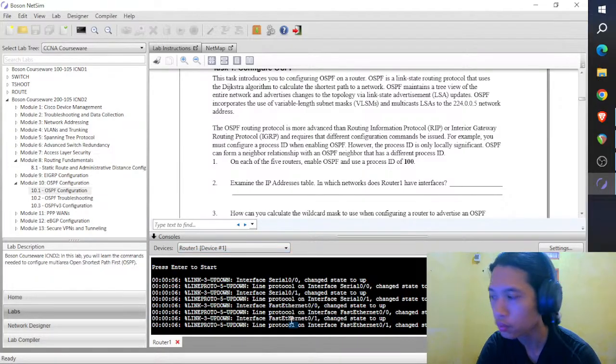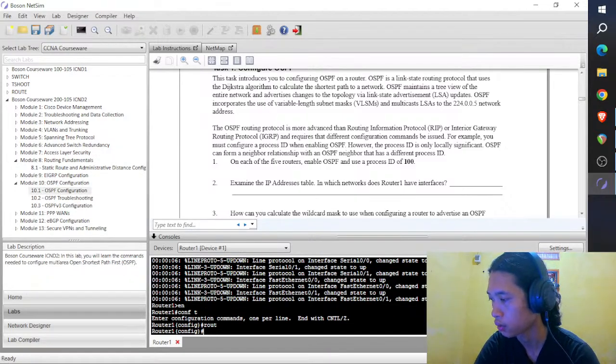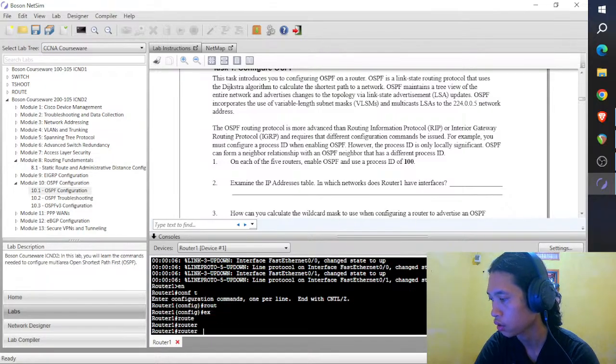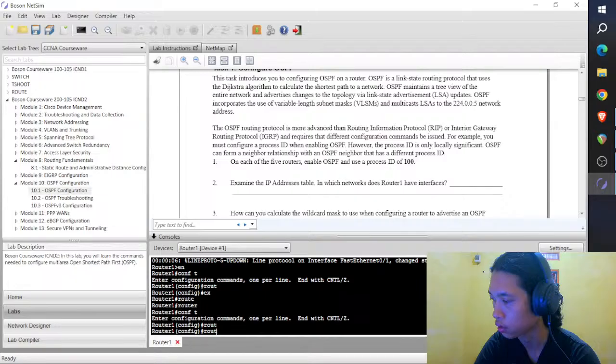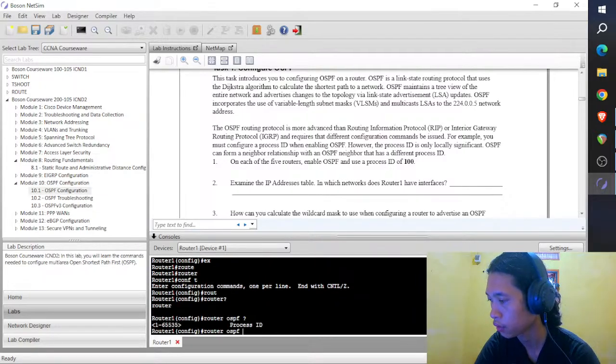Okay, we type enter on this command. Enable, conf, router. Exit router. Conf router OSPF, and do 100.